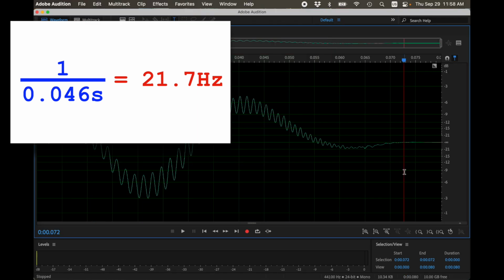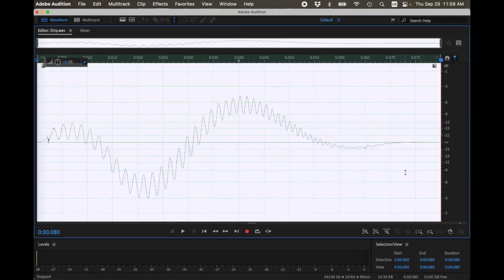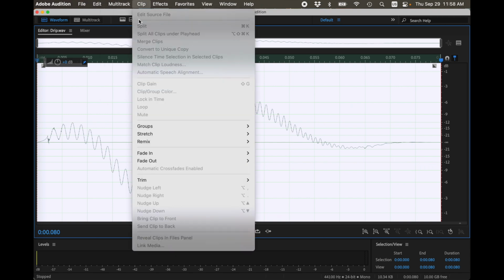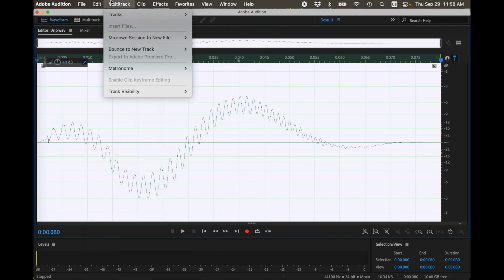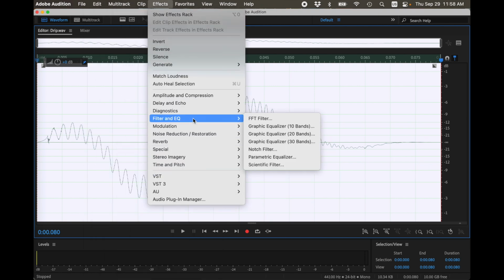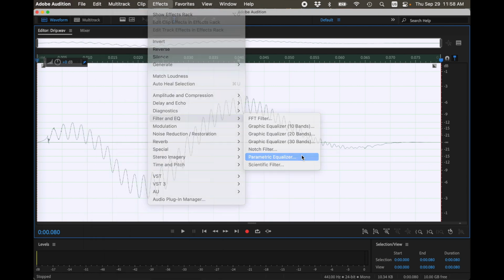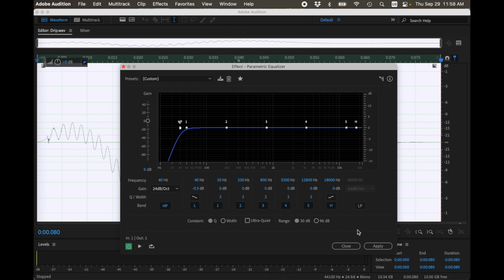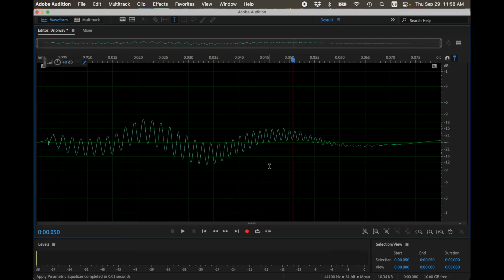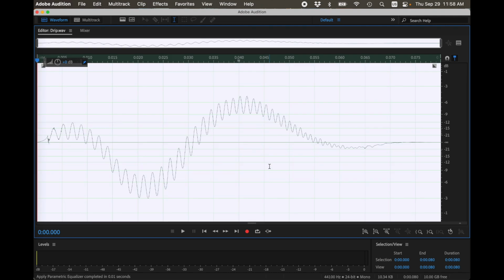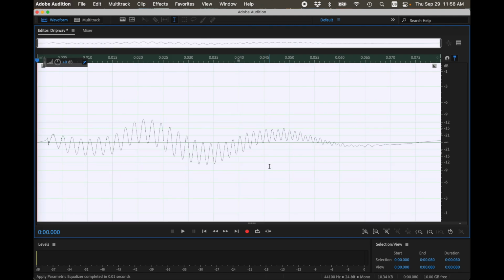Now, that's not really sub-audio. But is it audio that we care about? Again, I'm saying it's not sub-audio because it's above 20 hertz, just barely. So let's go into our effects, parametric EQ. I'm going to keep it at 40, and let's apply. Now it's a very different waveform. Before, after. Let's listen to after, listen to before.